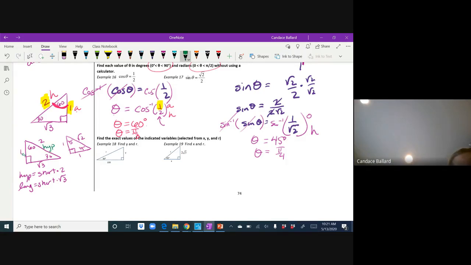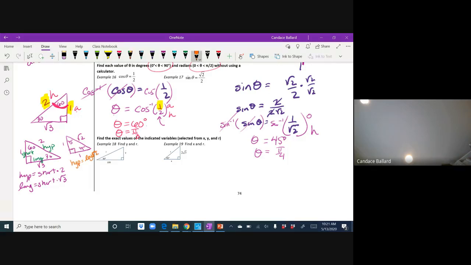My short is always across from the 30, and my long is always across from the 60. So depending upon which parts I have, I can use these formulas to find them. If I'm given the short, it's nice and easy. Sometimes I have to solve for the short. In the other triangle, let me use a different color, I only have one formula. It's that the hypotenuse equals the leg times square root of 2.